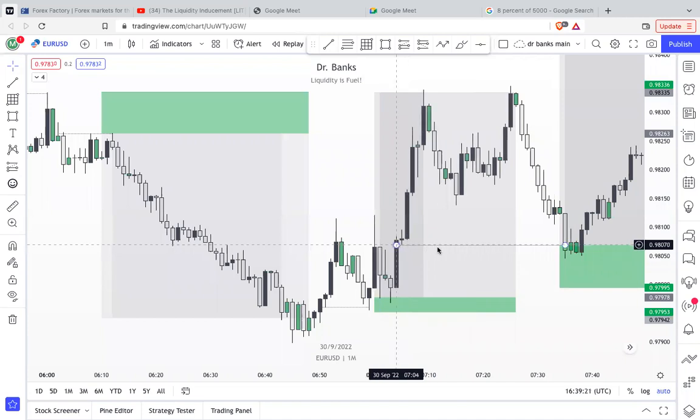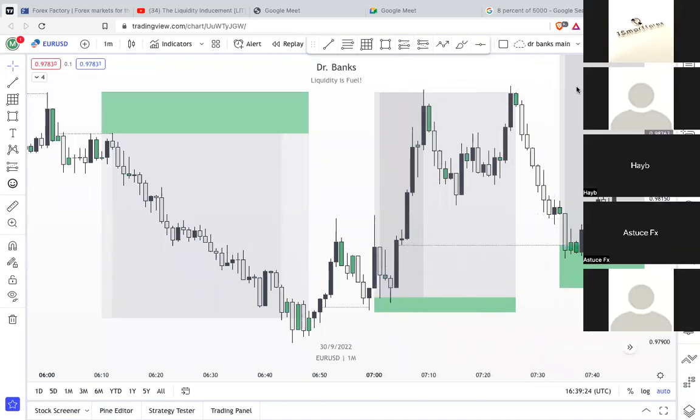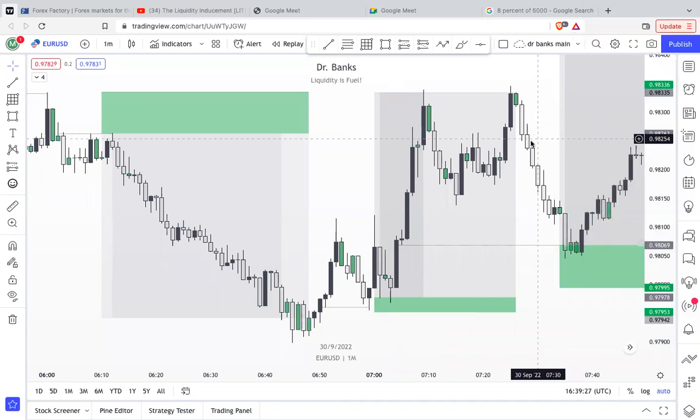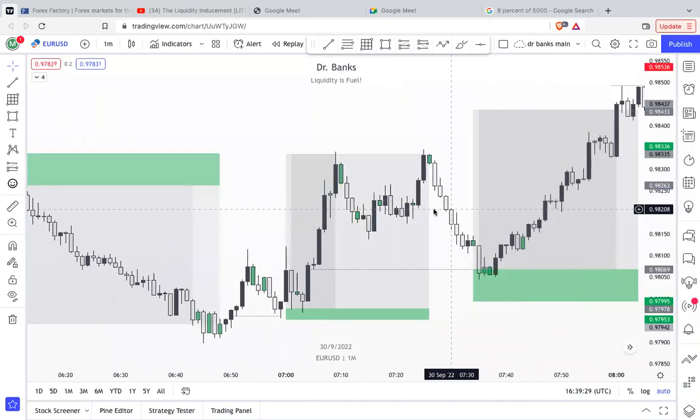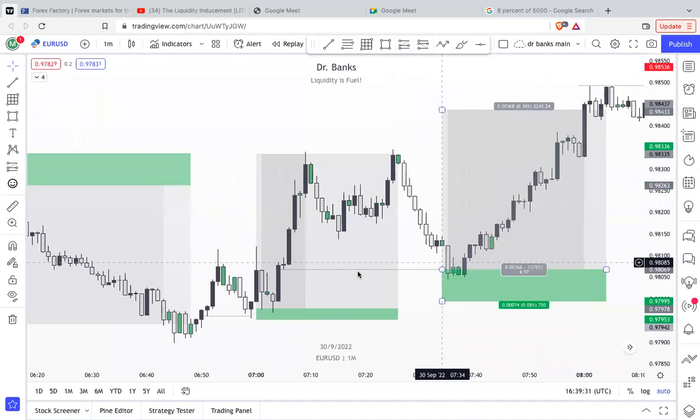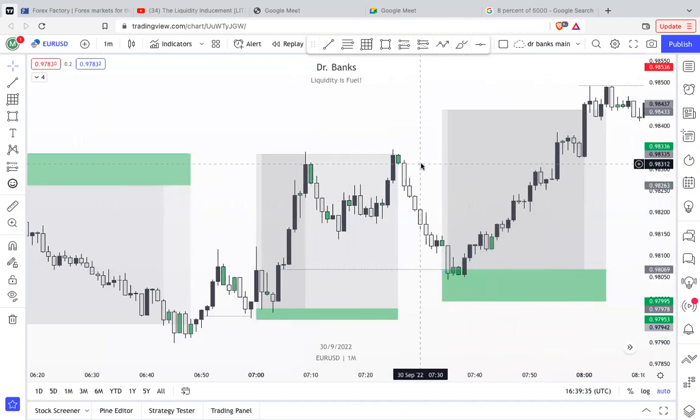So price grabs this liquidity and then moves. Yes, Matt, you have a question. You can type it in the chat box, I'll attend to it shortly. Okay, grab liquidity from this area and then to the high heavens, right?